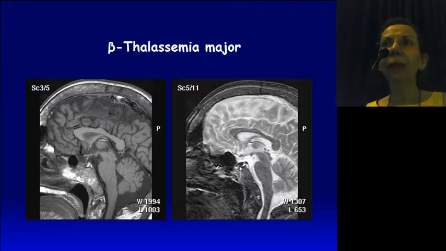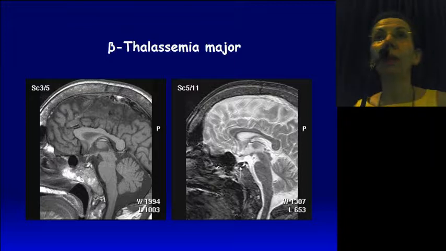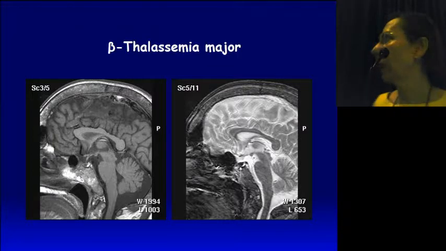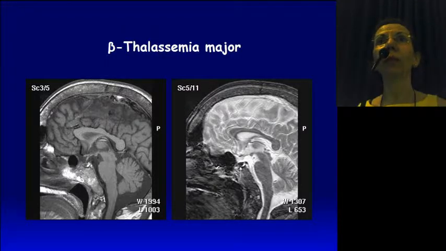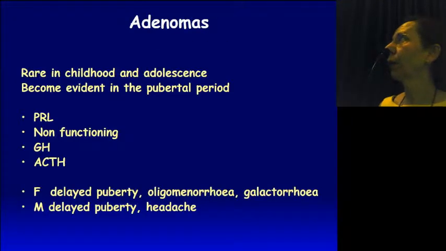And this is the everyday practice. So if you see in a child with beta thalassemia major this low signal intensity of the anterior pituitary gland, it means that there is a lot of iron in this pituitary gland. Of course, by using T2 weighted sequences, and especially gradient echo T2 weighted sequences, this T2 effect is more prominent because of the iron overload.